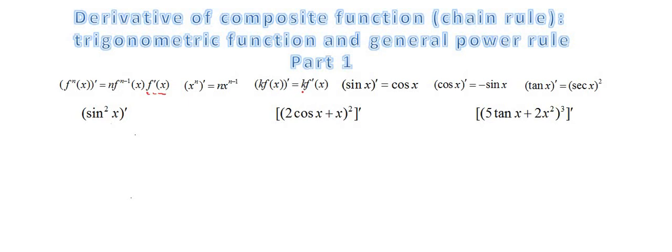Now, I also list some other formulas. The third one is the derivative of constant times a function f(x) equals the constant times the derivative of this function. We call this the constant multiple rule. And the fourth one is derivative of sine x equals cosine x, derivative of cosine x equals negative sine x, derivative of tangent x equals secant x squared.